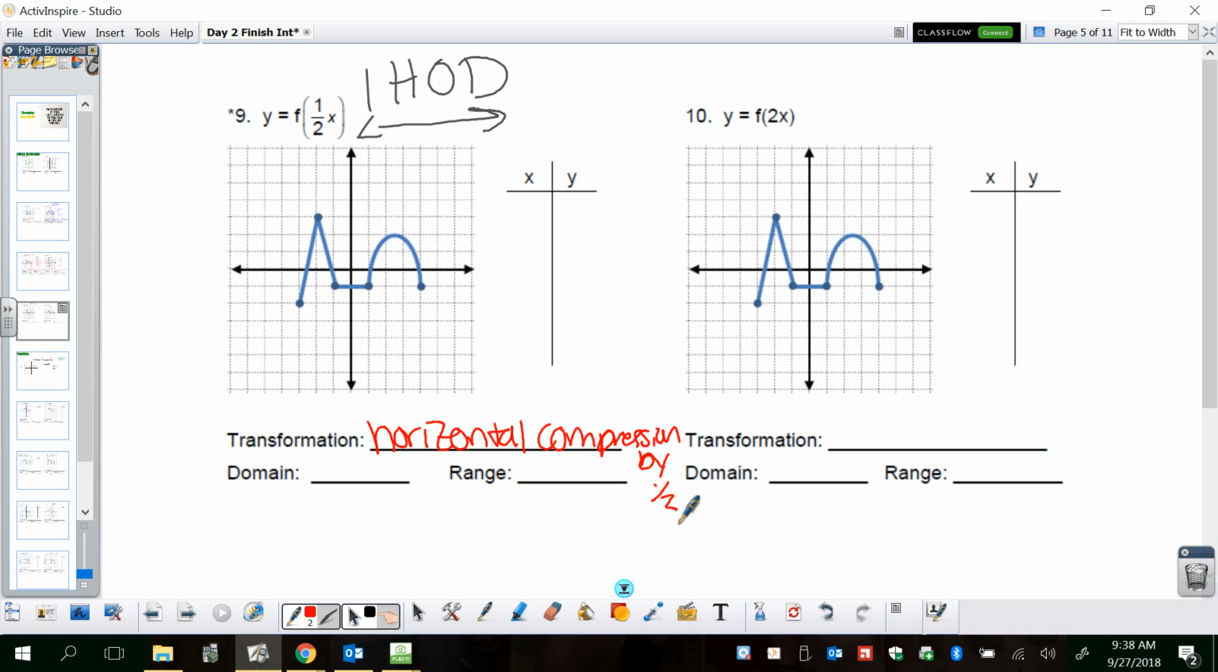Okay. So this time we're paying attention to how far from the middle. So this is over 3. What's half of 3? 1.5. This is over 2, so it's going to go to 1. This is over 1, so it's going to go over 1/2. This is over 4, so it's going to go over 2. That should be the same height. Okay.